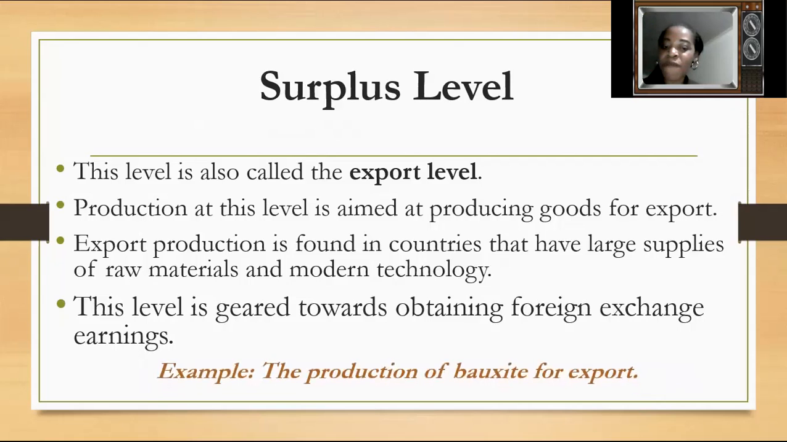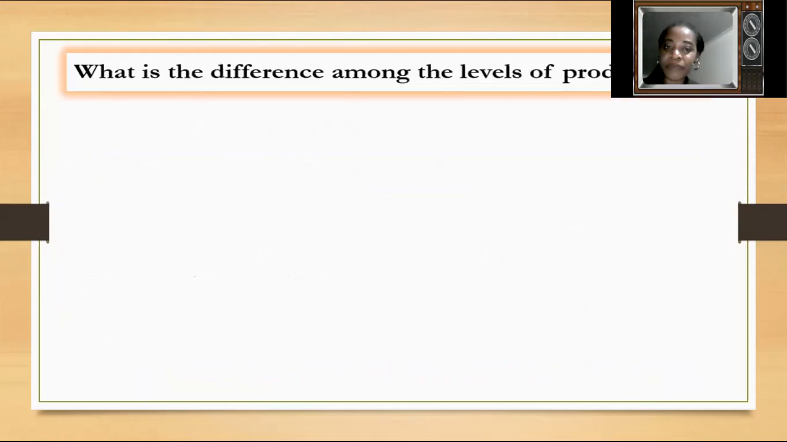An example of production at the surplus level would be the production of bauxite for export, as is the case with Jamaica. Jamaicans always produce bauxite mainly for export, and this increases the country's earnings.